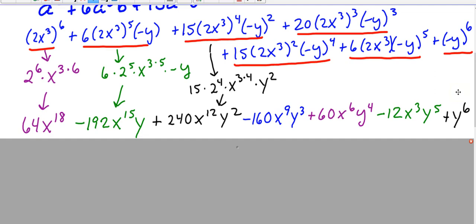As cumbersome as this is to do, it's still a whole lot faster than multiplying 2x minus y times itself 6 times. It's still a time saver.